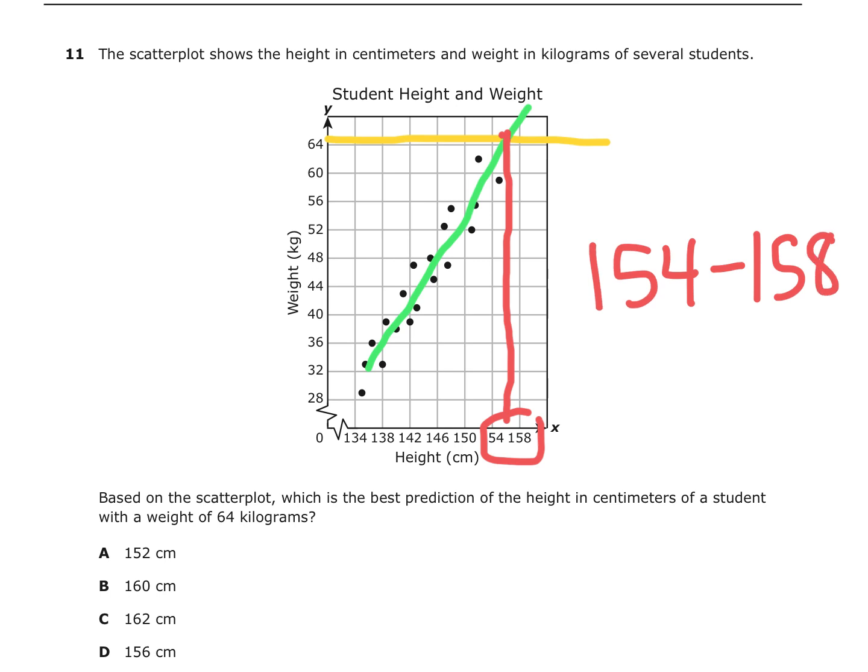Is there an answer between 154 and 158? So 162 is too high. 160 is too high. 150 is too low. 156 falls right in that range. So it looks like for number 11, the answer should be D. So for this problem, just draw a line straight up through in between all the dots in your scatter plot, and then draw a horizontal line for the height, and then where they intersect, draw a line all the way down to find the height. And the answer was D for number 11.